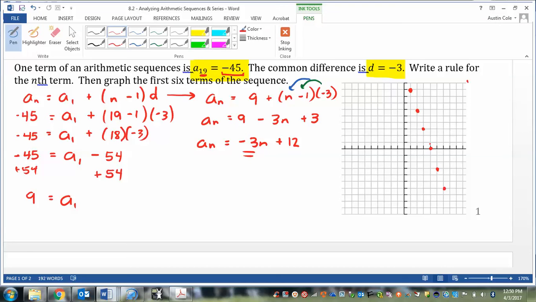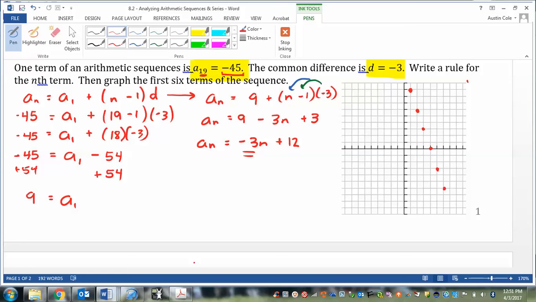It's not a bad idea maybe just to plug in, let's just say, 4 and just check it. If I plug in 4, I should get 0. Do I get 0? Yeah, I do, it works. Should I connect those with a line? You don't have to. The answer is no.